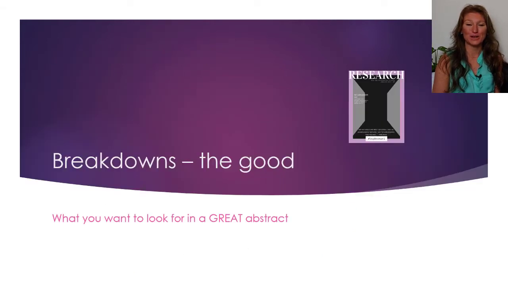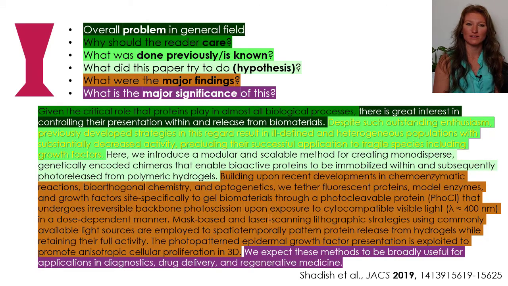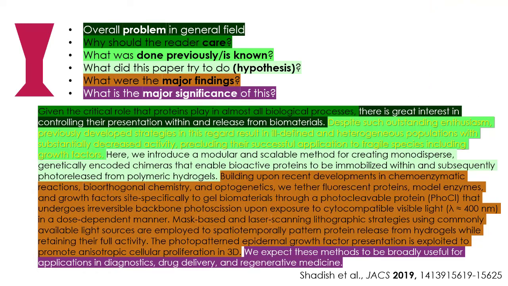Okay, so now we are ready to look at breakdowns of ideal abstracts. This first abstract was taken from a paper in JACS, the Journal of the American Chemical Society. And when I color it according to that color scheme that I just showed you about the different parts of an abstract, we get an abstract that looks a little bit like this. I'm going to give you a minute here to look at this abstract, see what patterns you notice before I go on and point out the key features of this ideal abstract.